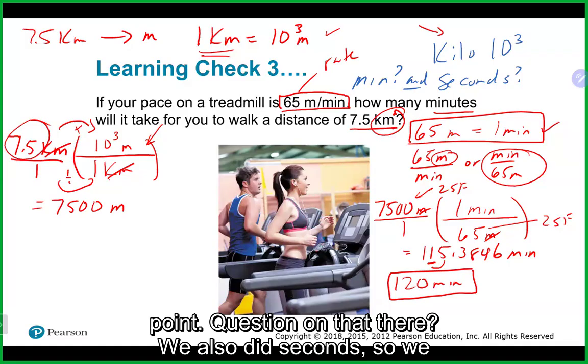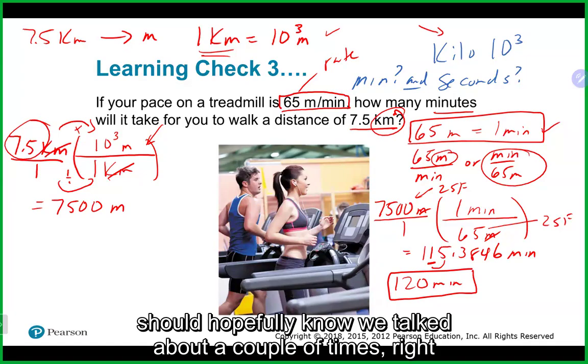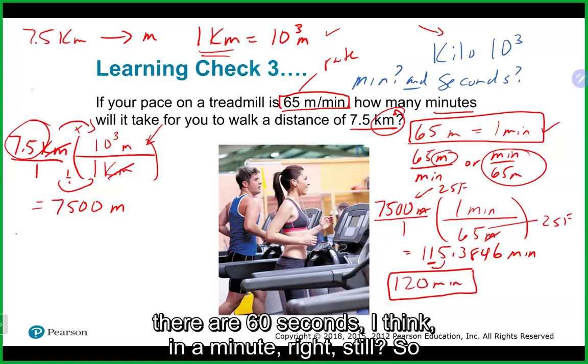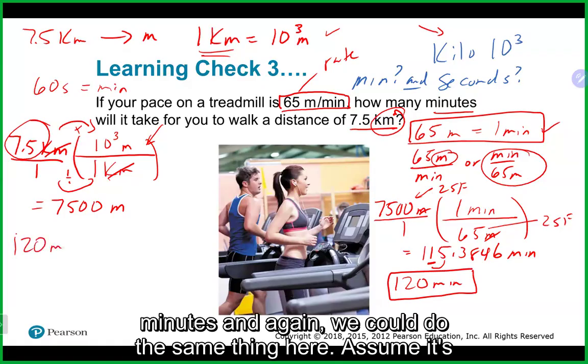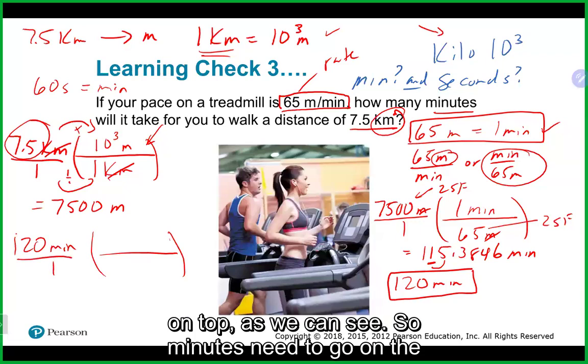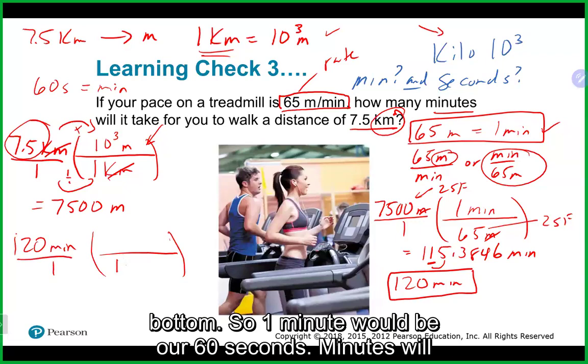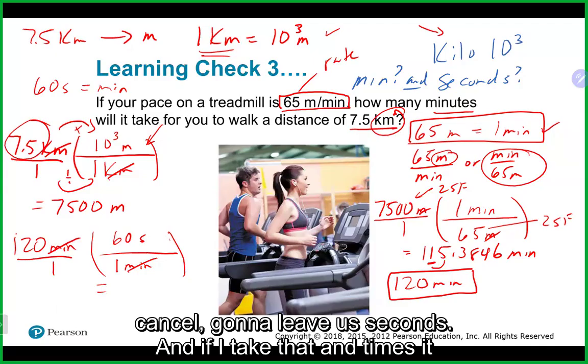We also did seconds. So we should hopefully know, we talked about it a couple of times, there are 60 seconds in a minute. So we'll take our rounded number, why not, since we have it, minutes. And again, we could do the same thing here. Assume it's on top, as we can see, so minutes need to go on the bottom. So 1 minute would be our 60 seconds. Minutes will cancel, going to leave us seconds.